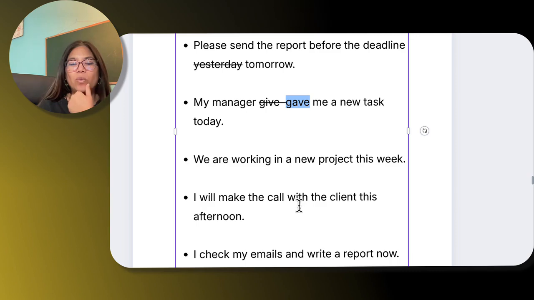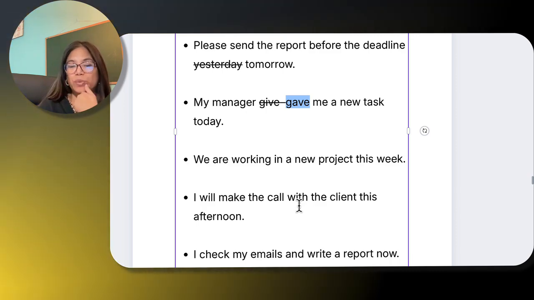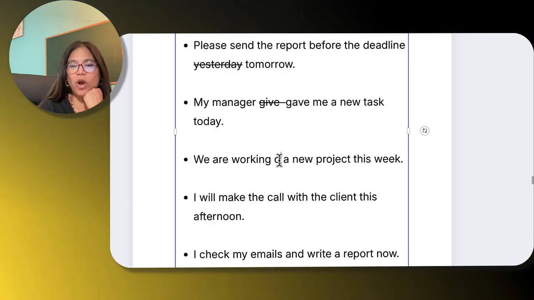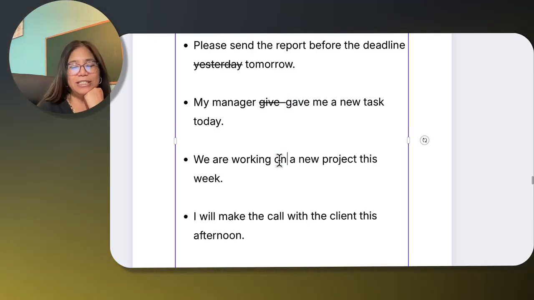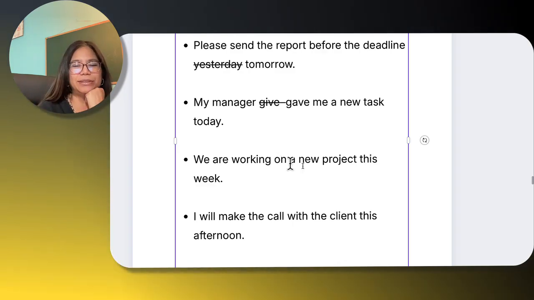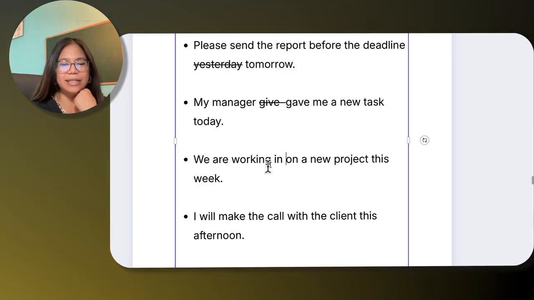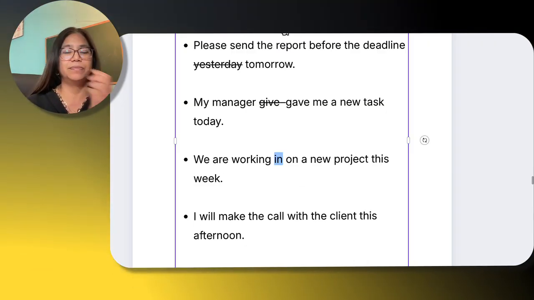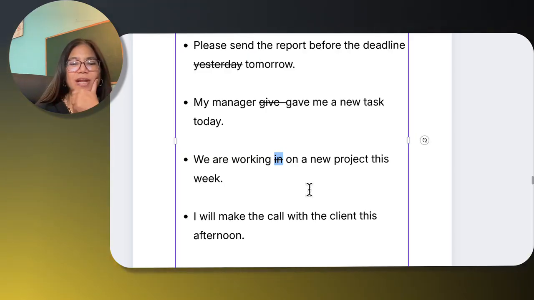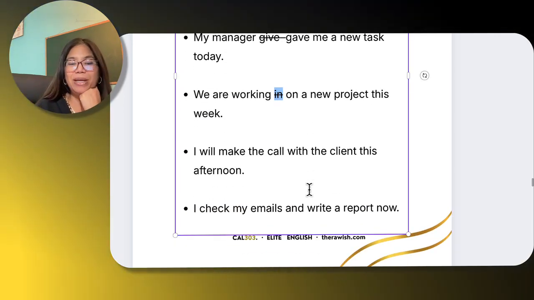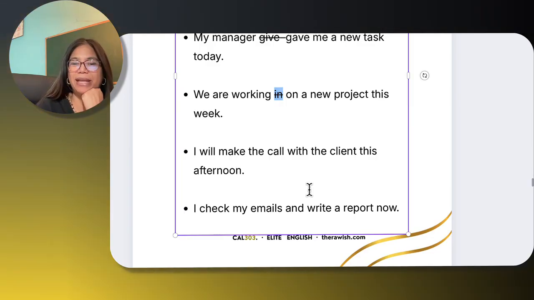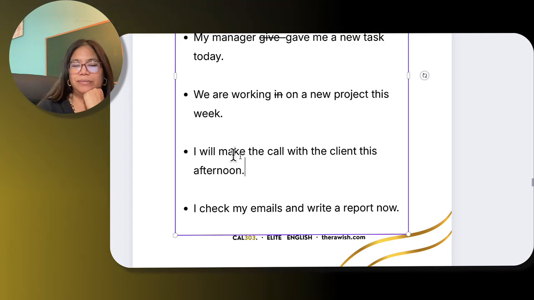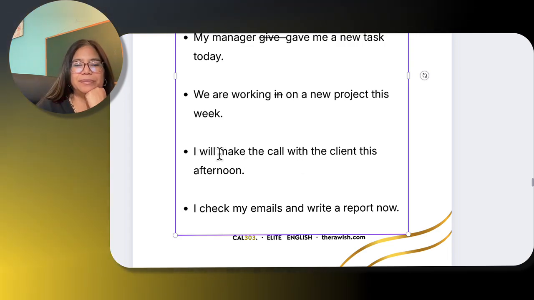Next one. We are working in a new project this week. Okay, do you say in a new project, or on? That's the correct one. On a new project. Not in. Let's put that. There we go. Next one. I will make the call with the client. I will make the call with the client this afternoon. How about this?